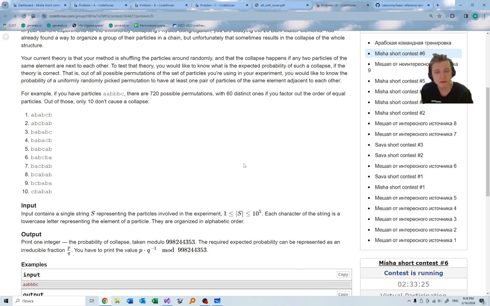Lowercase letters representing the element of a particle. So we have 26 types of objects. Actually, we can simply calculate them. So we have 26 numbers, 26 types of something. And we create a permutation and want to find the probability that this permutation does not have two equal letters near to each other.